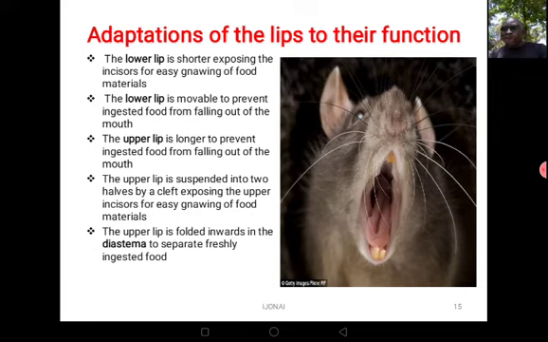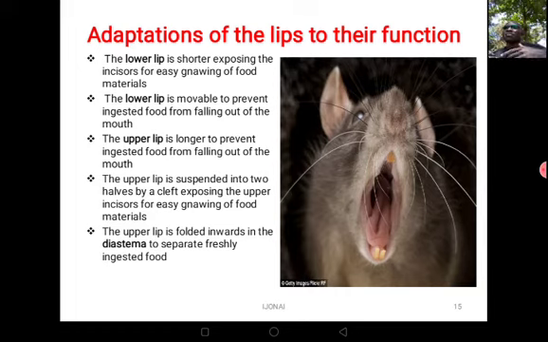Then the lower lip is still movable to prevent the ingested food from falling out of the mouth. So when it is chewing, you realize that the lower lip keeps on moving to collect the food, to prevent it from falling. Then the upper lip is longer, usually, to prevent the ingested food from falling out of the mouth as well. And then the upper lip is also split into two halves by a cleft, exposing the upper incisors for easy gnawing of the food material as well.